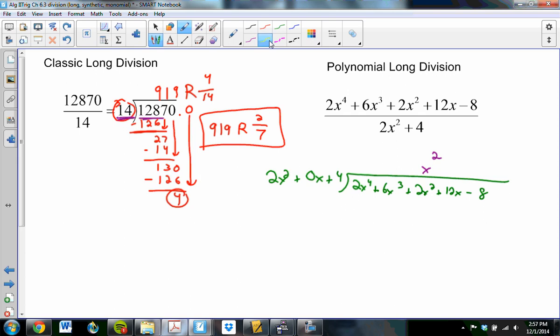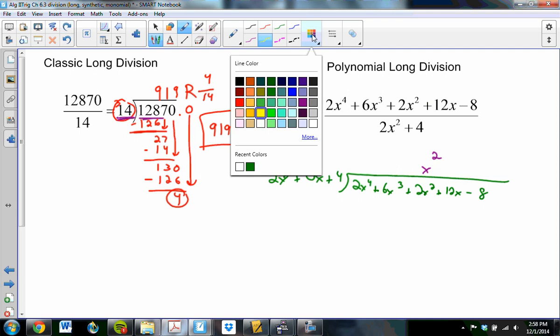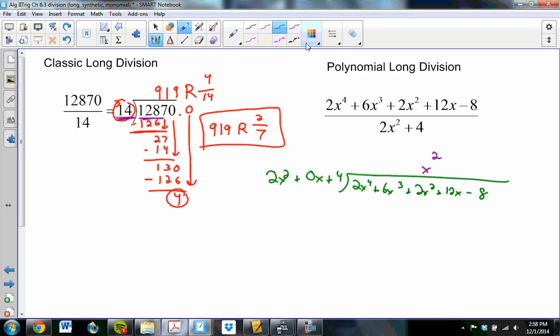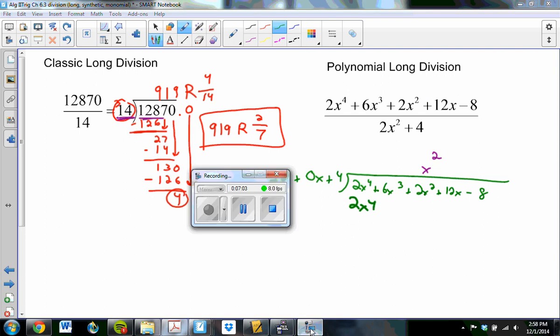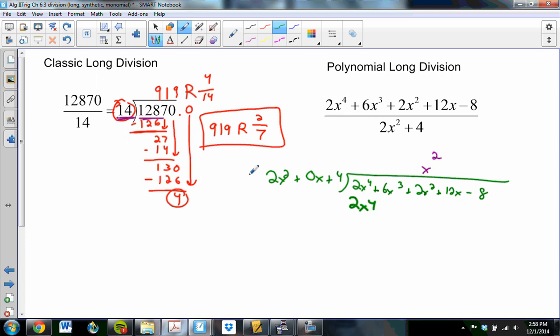And now, just like before, I'm going to do this times all of this. Just like over here, I did 9 times all of this. Well, x squared times 2x squared is 2x to the fourth. Just like we drew it up. Excuse me, I'm going to pause it again. Then I do x squared times 0x, which is 0x to the third, which I know is kind of weird, but deal with that. Then x squared times 4 is 4x squared.